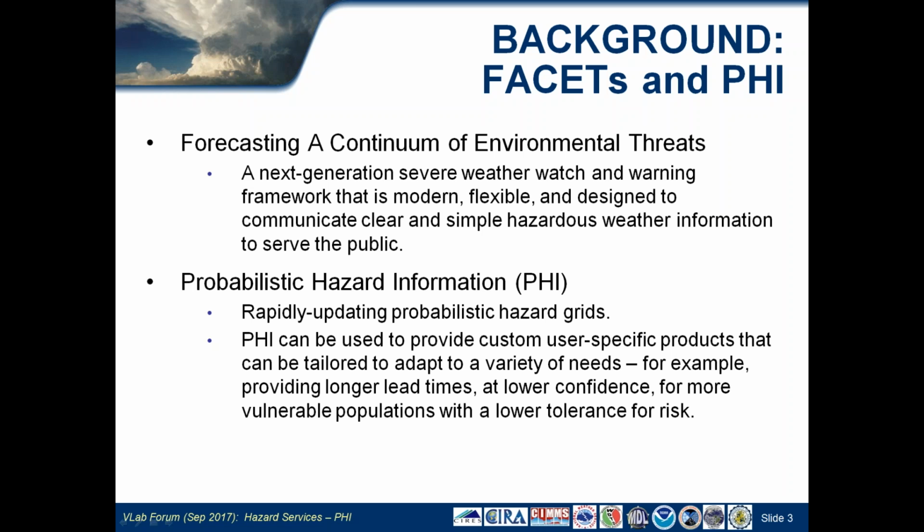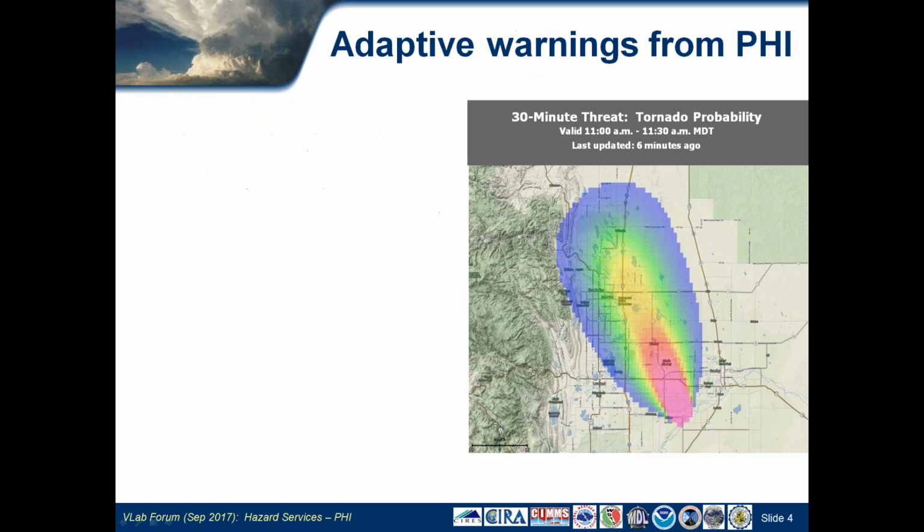For example, if there's an entity out there that could stand to benefit from longer lead times of a hazard that's heading toward them that may be outside the time duration of today's warnings, they'll be able to get something like that, but it'll be at a lower confidence. But this is okay because these might be more vulnerable populations with a lower tolerance for risk, meaning they may need more time to respond to the risk, or they're more exposed to the risk. They're outside or something like that.